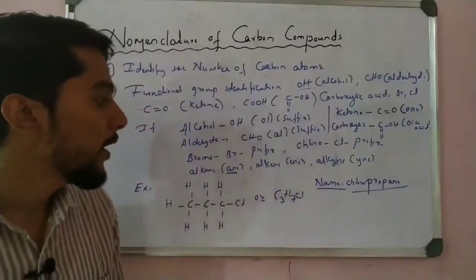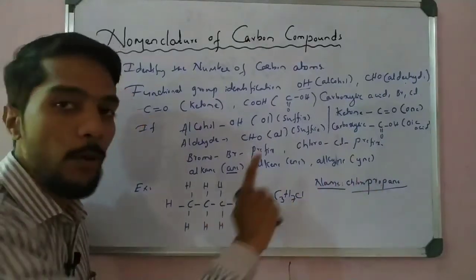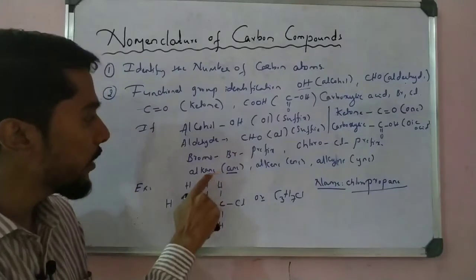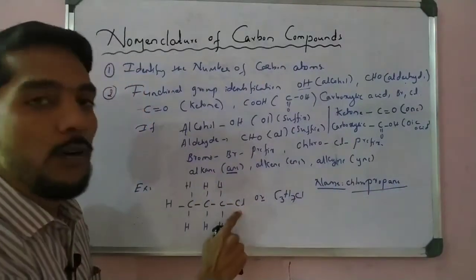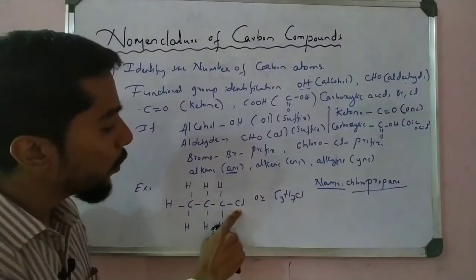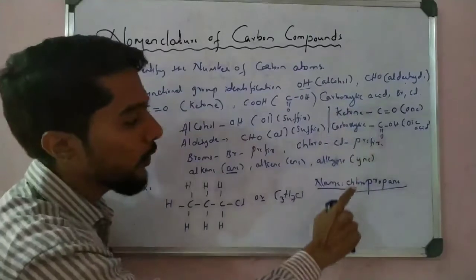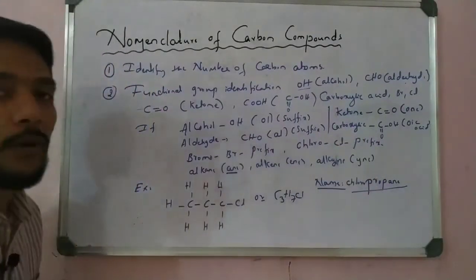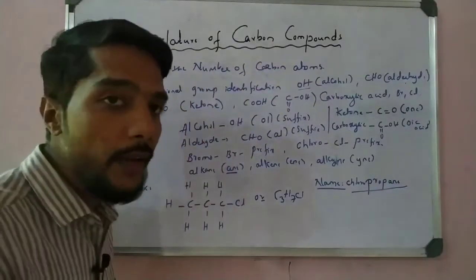Simple one, very important. What we did here: first we count the number of carbons, so we take three carbons, prop. Next we take the single bond, and single bond means alkane, so ANE at the last. Then the functional group Cl is present, and Cl means chloro, which we write as a prefix, first. So we write chloropropane, right?